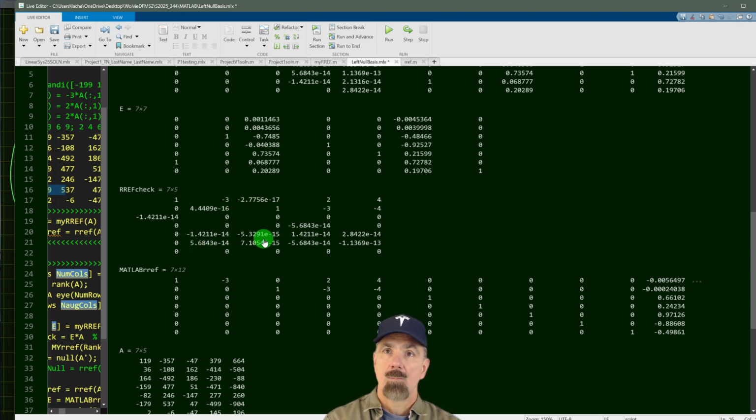Now, there are numbers in here that are non-zero because of round-off. Whenever we do double precision arithmetic in the computer, we run the risk of having round-off errors, and that's what we have. But you can see that the 1, -3, 1, 2, -3, 4, -4, that information is all correct. That's the RREF. All the rest of these numbers are due to round-off error.